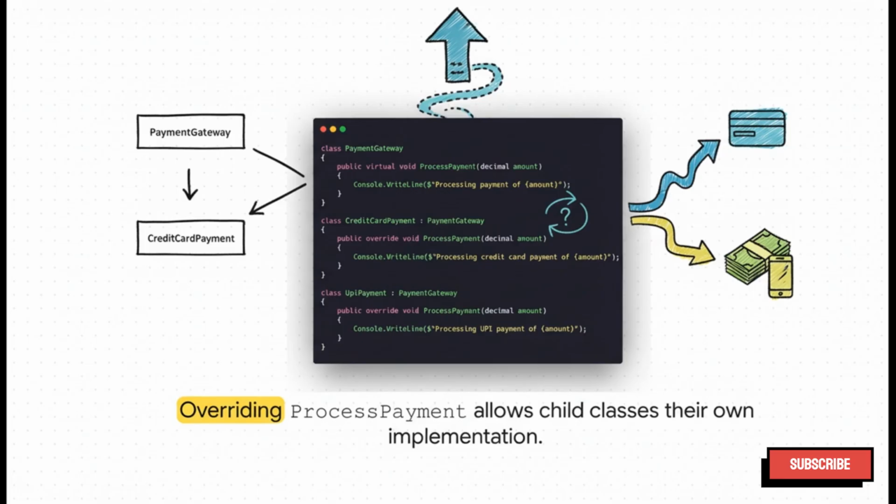Take a look at this code. We've got a base class, payment gateway. See that little virtual keyword? That's the key. It's like the base class is saying, hey, here's the default way to process a payment, but if any of my children have a better idea, feel free to step in and do it your own way. And that's exactly what happens. The credit card payment and UPI payment classes accept that invitation. They use the override keyword to say, thanks, but I've got this, and they provide their own unique implementation.